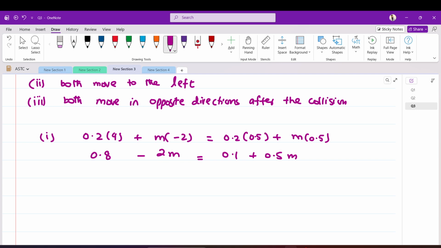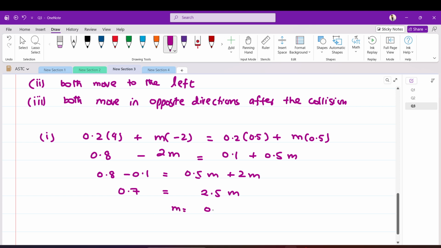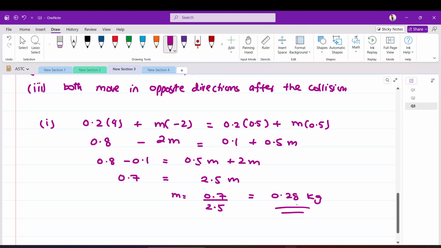Okay, so we can collect the like terms. So we have 0.8 minus 0.1, and we have 0.5m plus 2m. So we have 0.7 equals 2.5m. Therefore m is equal to 0.7 divided by 2.5, and that will be 0.28 kg. That is the first possible value of m.